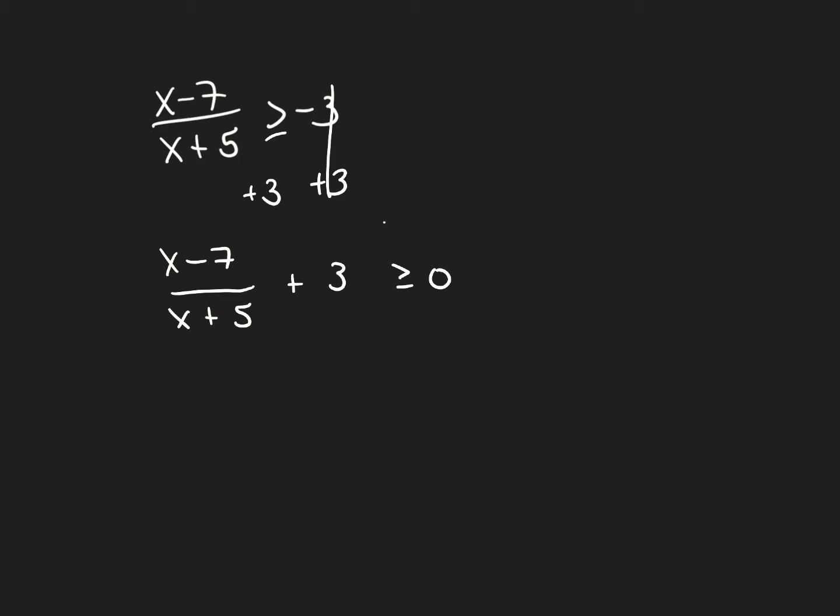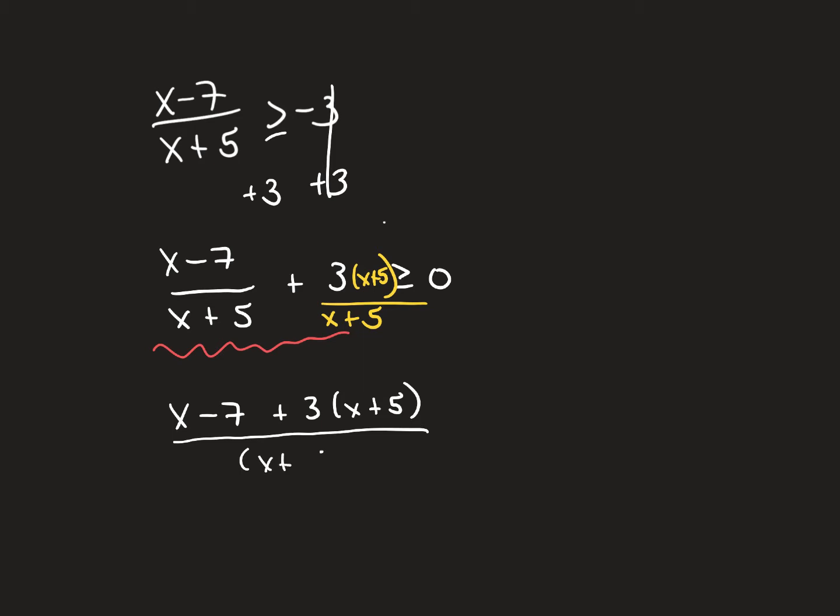So now the trick is to put them together into one fraction. We're going to put both of these things on the left side into one fraction. To add fractions together, obviously I need common denominators. So I'm going to go ahead and multiply top and bottom of the 3 by x plus 5, and I can do that because I can multiply anything to the top and bottom. So I end up with x minus 7 plus 3 times x plus 5 all over x plus 5, and this is all greater than or equal to 0.